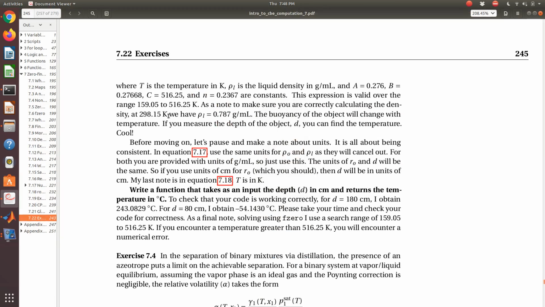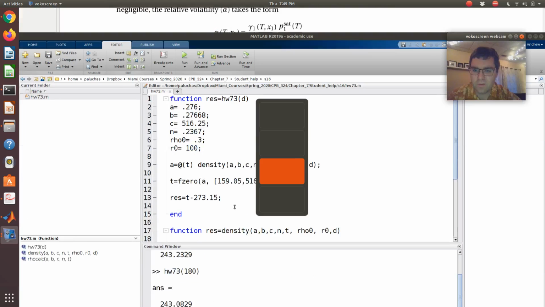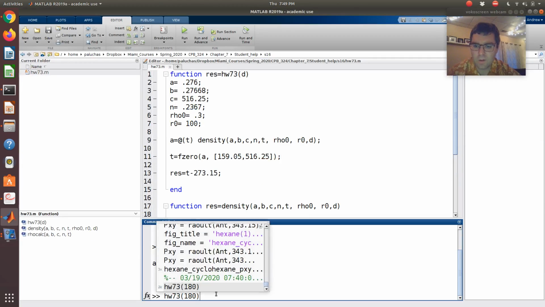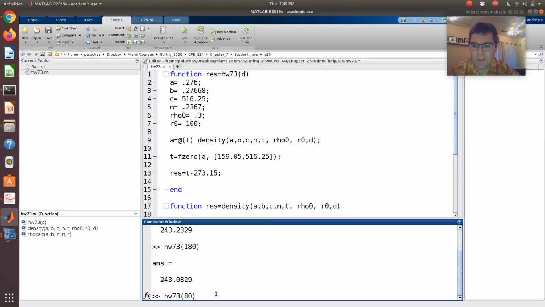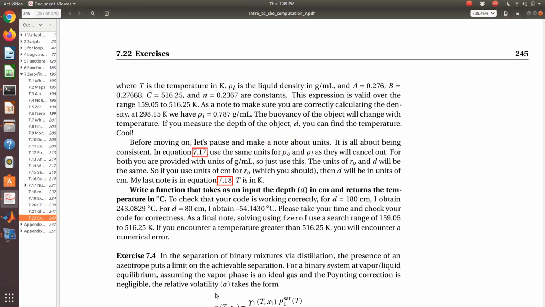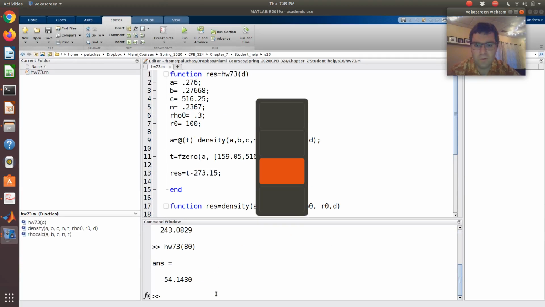That's cool. What if I try the other case value, 80 centimeters, negative 54.1430? For 80, I get negative 54.1430, which is in perfect agreement.